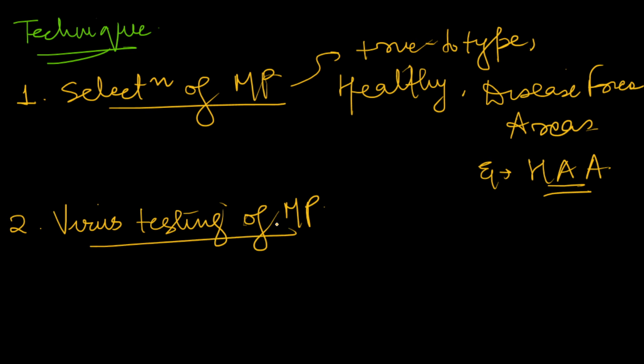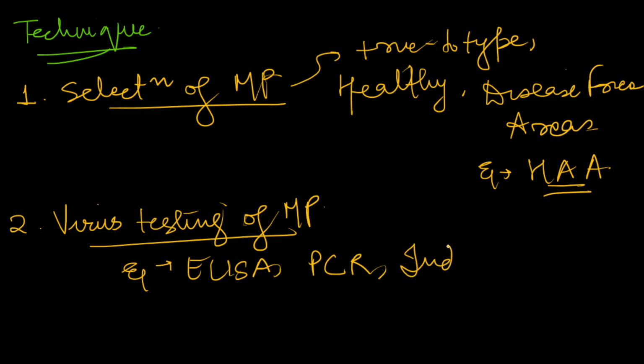There are various methods through which we can do virus testing. For example, you can write about ELISA. You can write about PCR testing. We can write about indicator plant test. So these are some of the tests which can be used to check that the mother plant is virus-free.